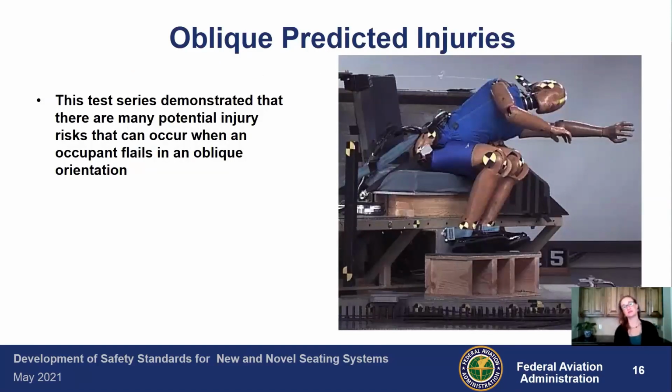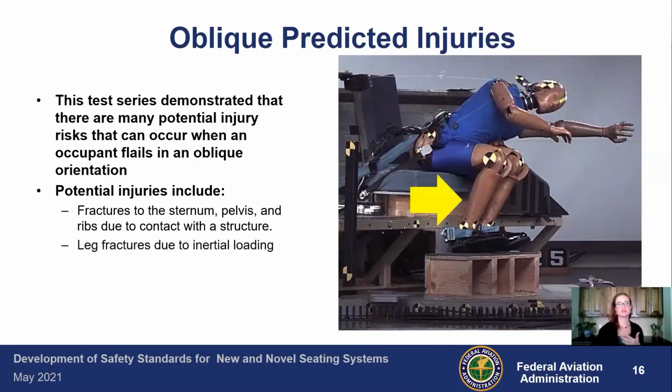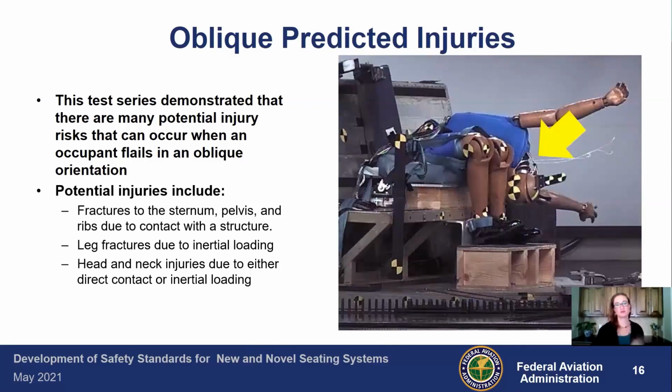So some of the predicted injuries that we saw in these oblique situations were things similar to what we saw in the side facing. So when we had the rigid feature next to the test dummy, he's flailing over on top of it. We expect potential injuries to the sternum, to the pelvis. Anything that's going to contact that structure could have an issue. The legs, just due to the fact that the body is now moving separately than the legs, you might have some inertial loading, as well as more extreme neck flexion or even contact with structure around it.